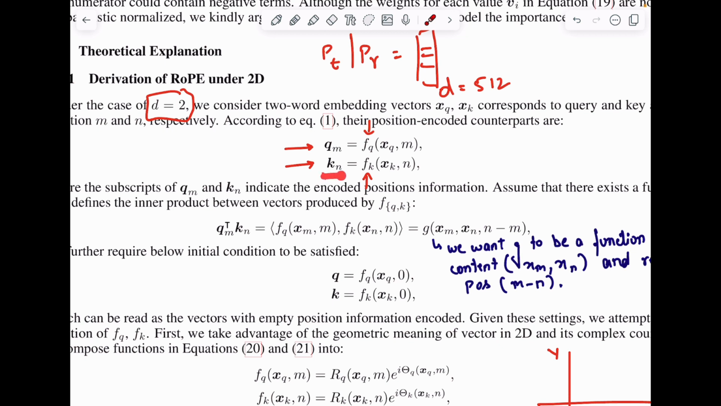Similarly, for the key vector kn, we have a function fk which takes in two arguments, the content at the kth position corresponding to xk and the position at which it lies. Okay.